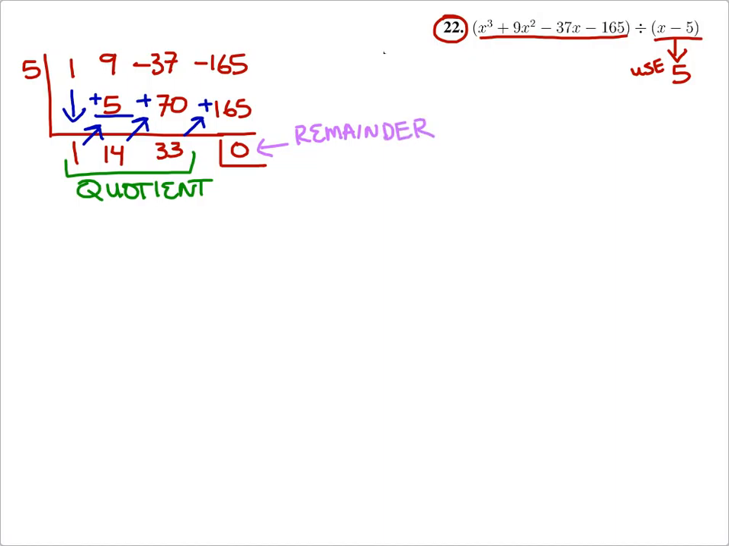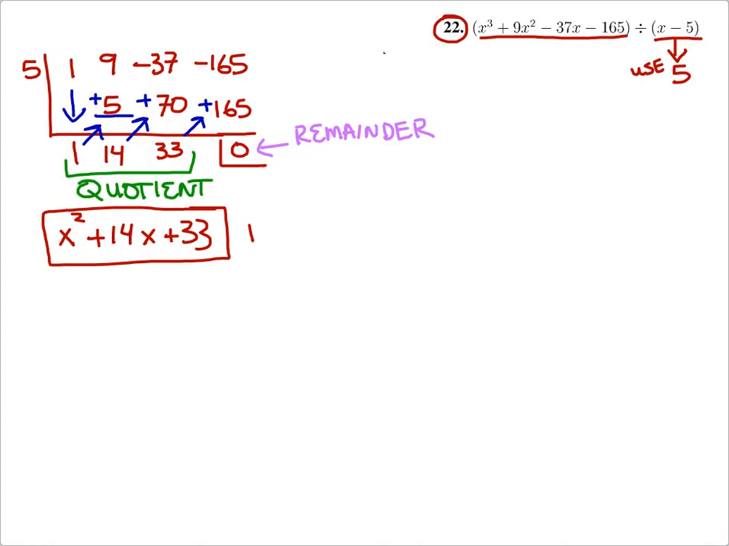That means x minus 5 divides evenly into the cubic. But if the number wasn't 0, that number would still be the remainder. So when we divide, we have our answer. X squared plus 14x plus 33. Because there's no remainder, we don't need to write that on the side.